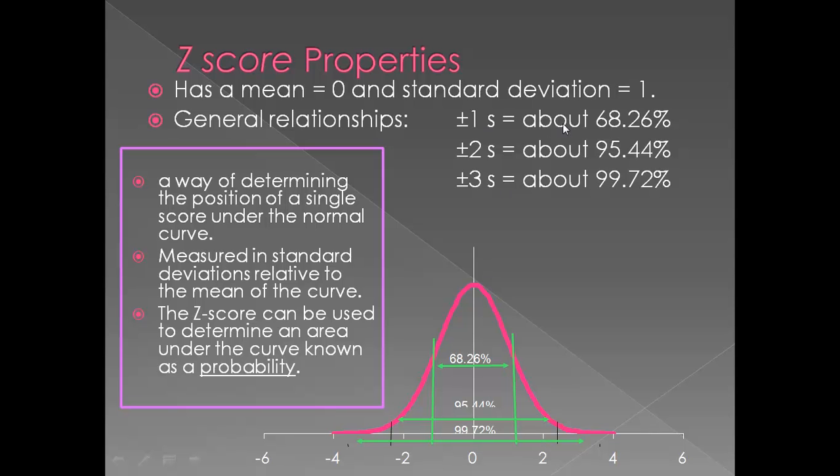So 1 standard deviation is about 68.26% of the population. So this is the area that we're looking at. 2 standard deviations is in the 95th percentile. 3 standard deviations comes out here, and we generally don't look at anything past that.